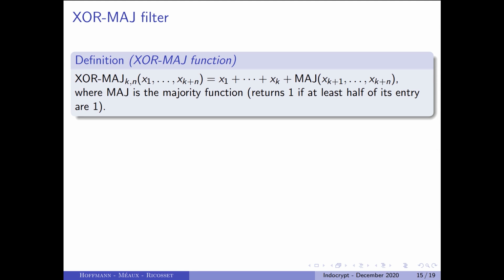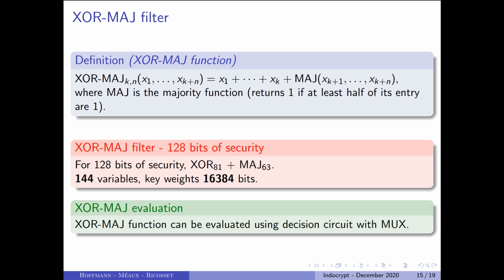The second family of filters we used are XOR-MAJ filters. An XOR-MAJ Boolean function is just the sum of an XOR function and a MAJ function. The XOR function just outputs the XOR of its variables, and the MAJ is a majority function, so it outputs 1 if at least half of its entries are 1, and 0 if not. The one we use is a function with 144 variables.